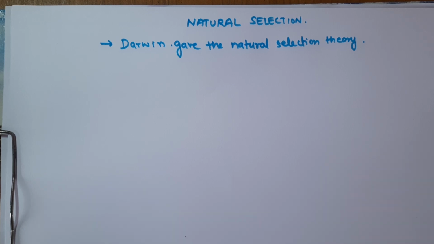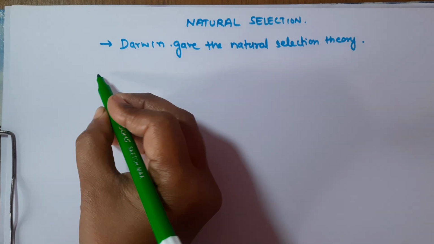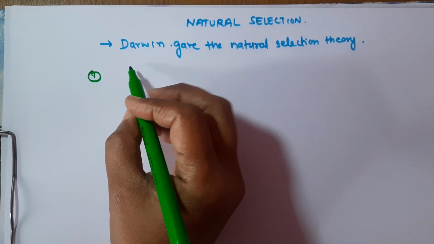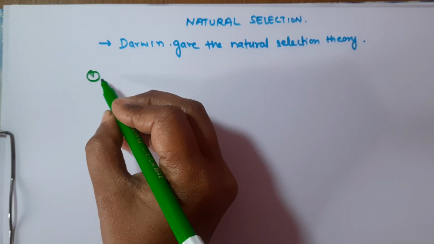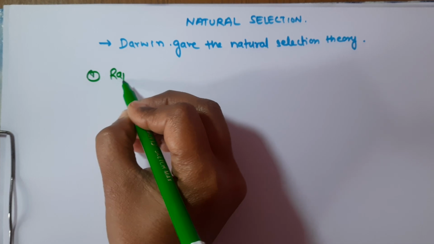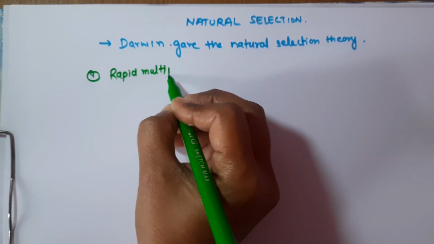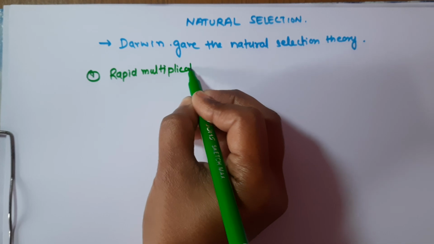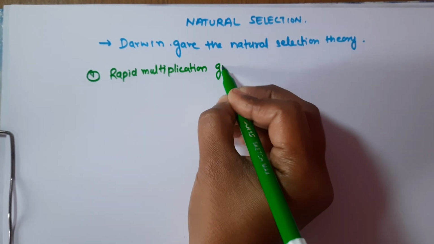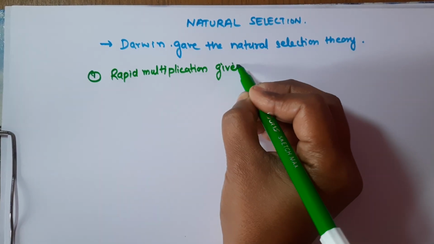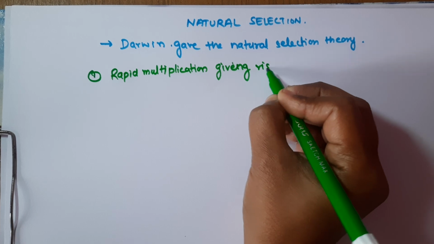So now we will talk about the different mechanisms. First of all, the first is rapid multiplication and overcrowding. Okay, the rapid multiplication is giving rise to overcrowding.